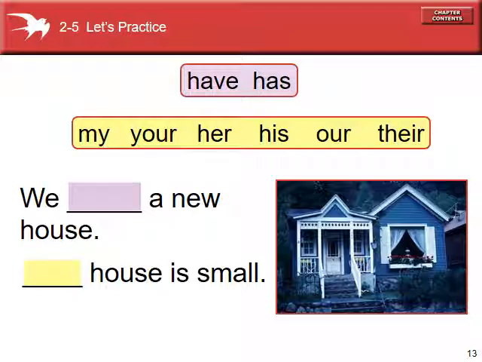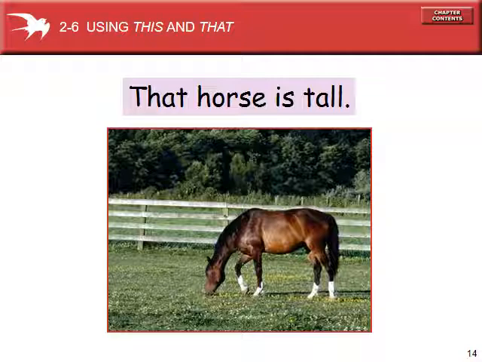Now here our subject is we. Now we know that we is plural, so it's going to be we have a new house. And the form for we, the possessive form for we is our. So it's going to be our house is small. So moving on, we've got a couple more here to go through. So we're talking about this and that. So this and that are other types of adjectives, and they also go in front of a noun.